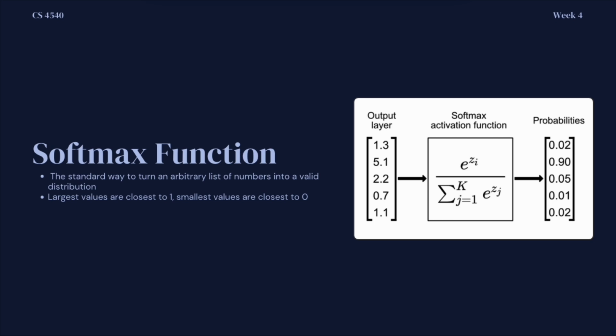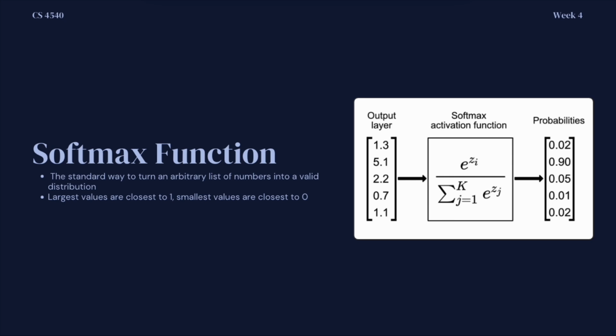First, it takes e to the power of each number, which turns each value into a positive number. Then, you take the sum of all those values and divide each number by that sum, which will result in a list of numbers that add up to 1.